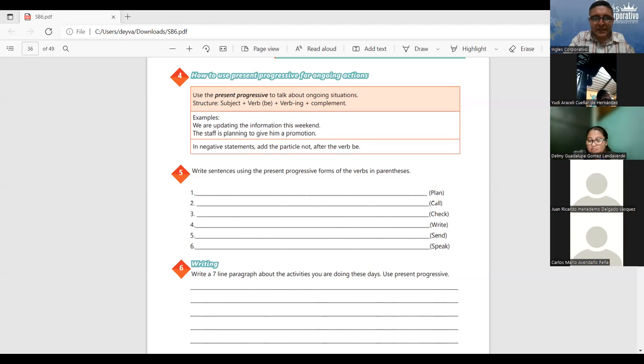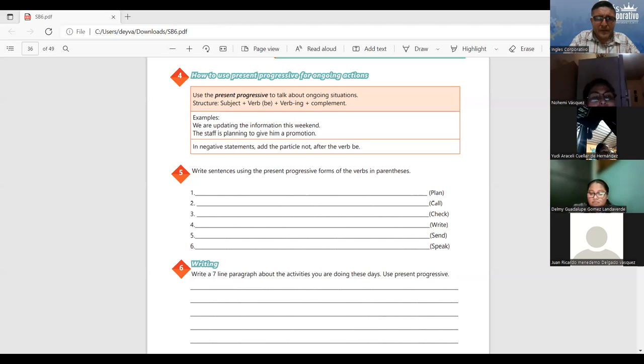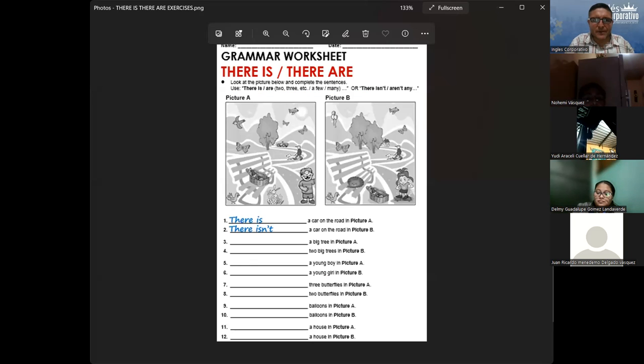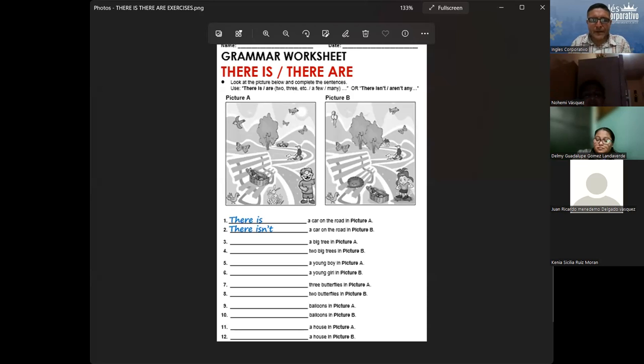Okay, can you see the screen? There is, there are. I can see the book. Present progressive. Okay, ahorita deberían de estar. Can you see it now? Okay. Yes, teacher. Right now. Okay, very good. Thank you. And I'm using a different computer, and that's why I'm taking longer than usual. So please understand me. Number three, what is the answer for number three?